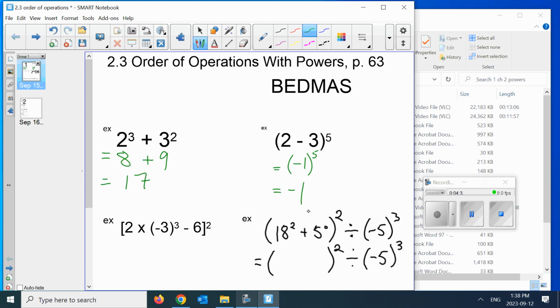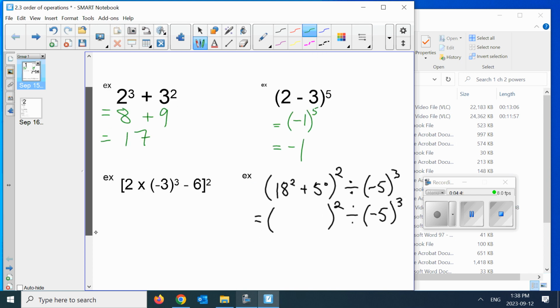We're working down. Well, this one's got some multiplication and division. We can use examples here for the next time.